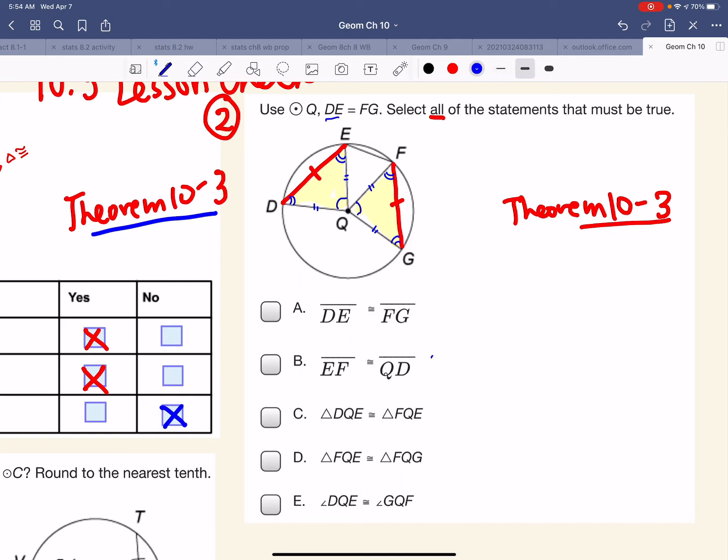DE is equal to FG, that we know. That's kind of just a restatement here of what they gave us. EF, small segment. QD, a longer segment. So I'm going to say no there.